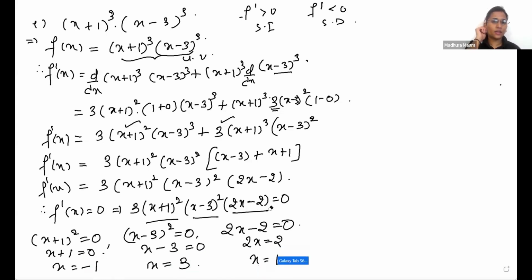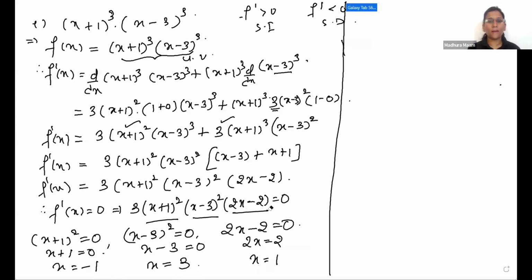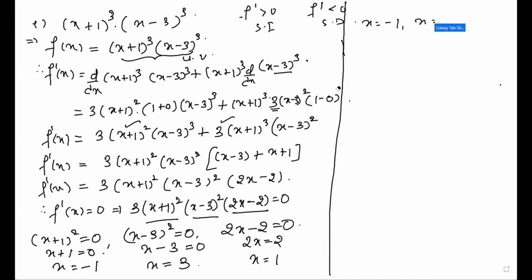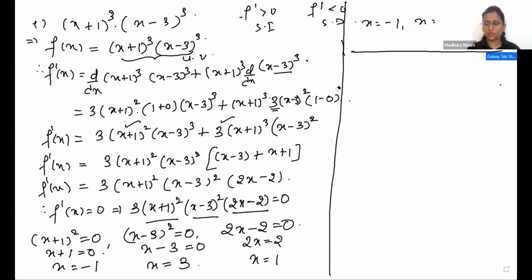So what are your critical points, or in general, what are the values of x? x is either minus 1, or 3, or 1. Tell me how many critical points you got? 3 critical points. If you get 3 critical points, how many intervals will you get? 4 intervals we will get.